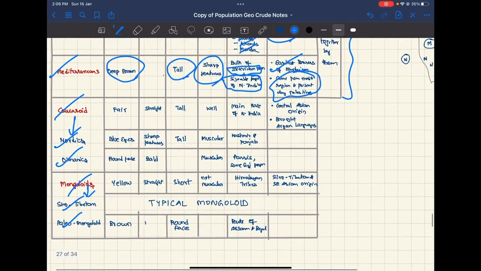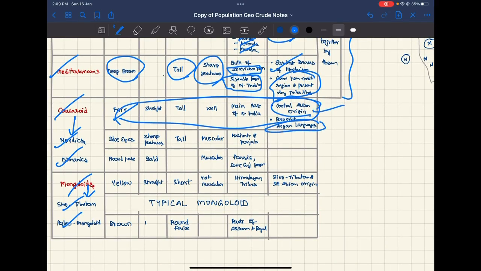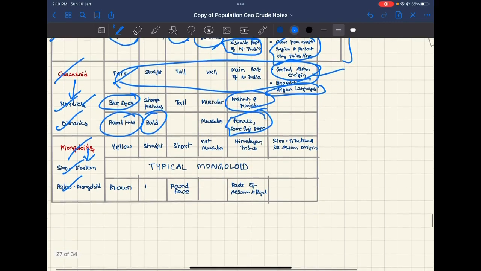And Caucasoids, they have fair skin. We have seen all these already, and they brought all the Aryan languages, and they are of Central Asian origin. Nordics have blue eyes. They are in Kashmir and Punjab. And Dinarics have a round face and a bald head. These are the Parsis and Gujarati population.